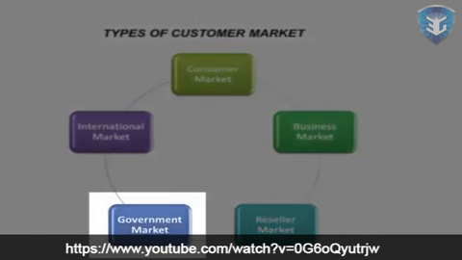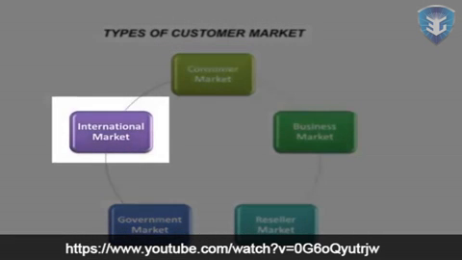The fourth are the government market. These are the agencies that buy goods and services in order to produce public services or transfer them to those who need them. And lastly, we have international markets. They are the buyers from foreign countries.